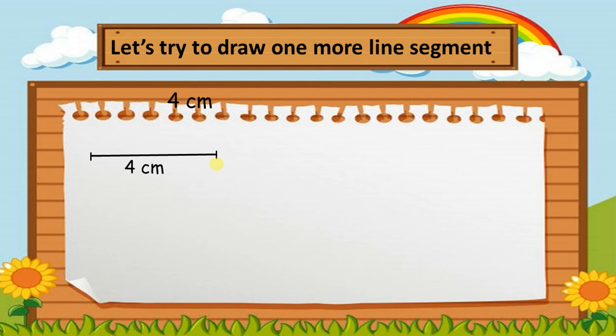Let's give a name to your line segment. This time I'm giving M and N. That means therefore MN equals 4 centimeter. In this way you can draw a line segment by using your scale.